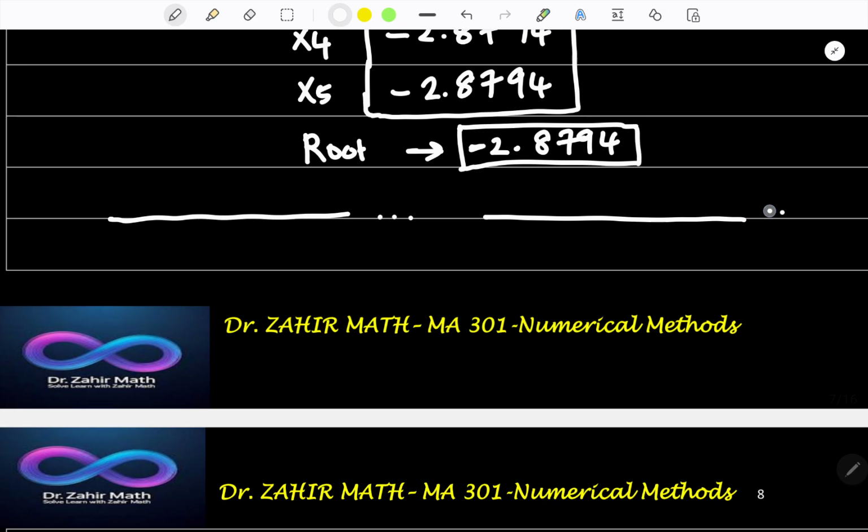This is something special because we worked it out in the negative interval.